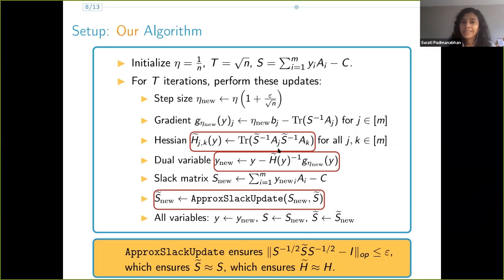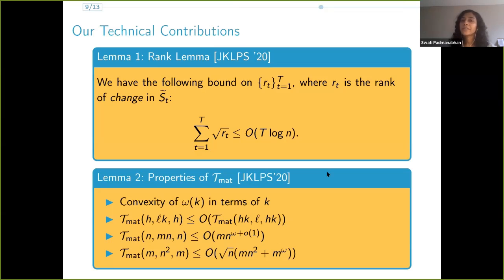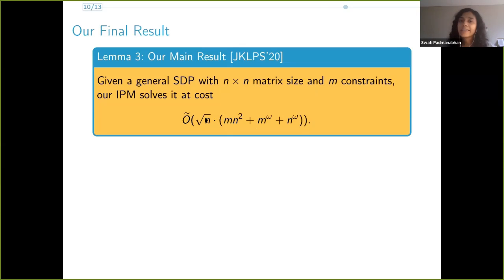So if you go back to this line, what it's saying is that instead of using the true slack matrix, we use this S tilde, which is close enough to the true slack but also doesn't change too much across iterations. That means the updates in this approximate Hessian are not too crazy, and therefore they can be done cheaply. In addition to this rank lemma, we also prove some properties of fast rectangular matrix multiplication. Combining these two technical lemmas, we get a final result that our runtime for the interior point method is this expression here.